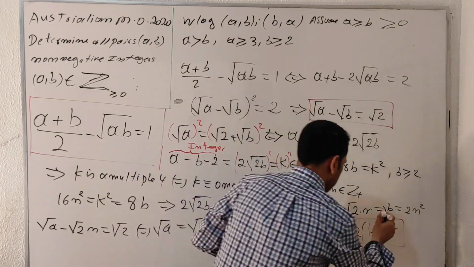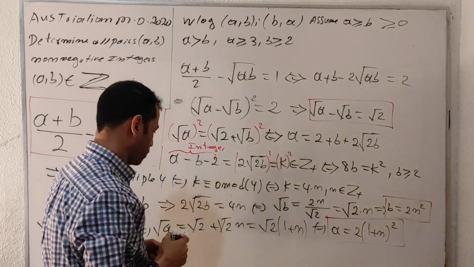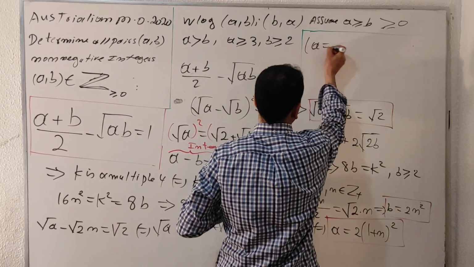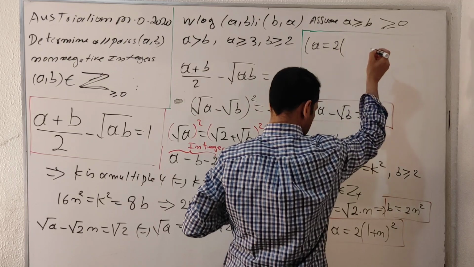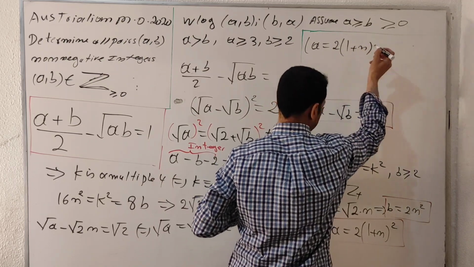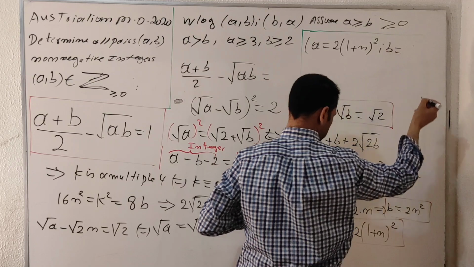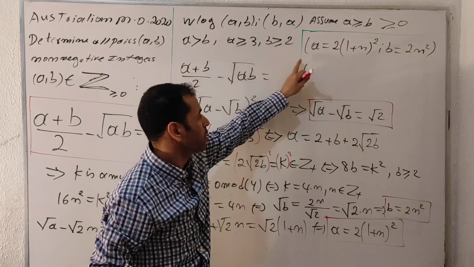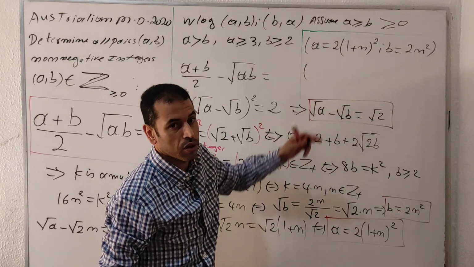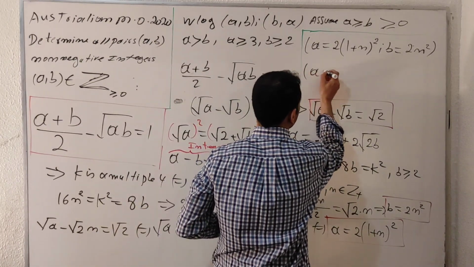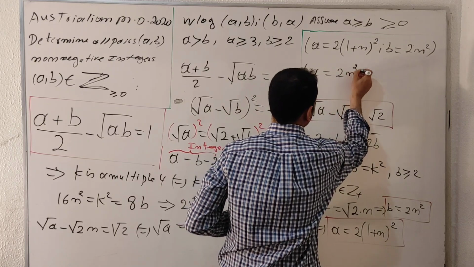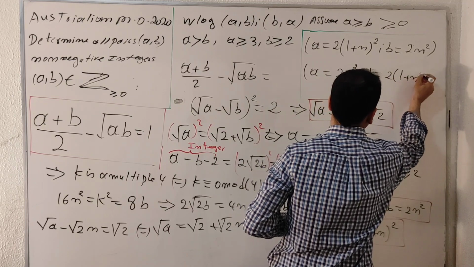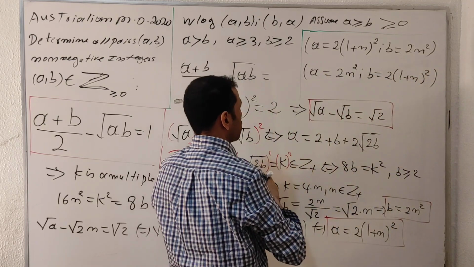Okay, now we have ended with these two solutions. Now I have the following solutions. I will have a equals 2 multiplied by 1 plus n square, and b equals n square. And by the symmetry, we are going to write another pair of solutions, which is a equals n square, and b equals 2 multiplied by 1 plus n quantity square. Okay, so I have done this problem.